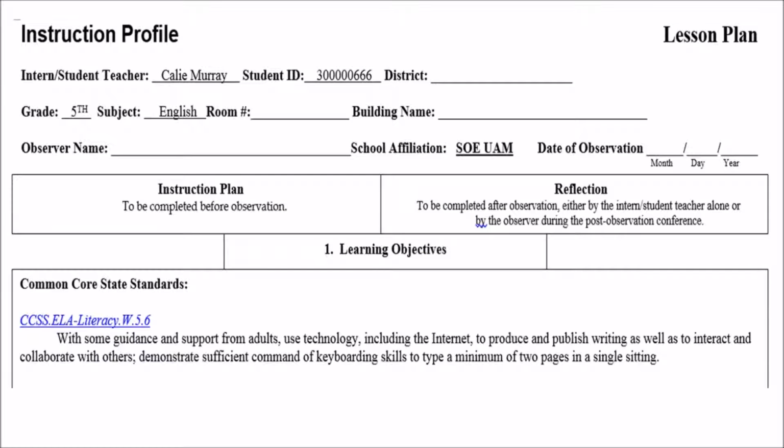Section 1, Learning Objectives. My learning objective is Common Core Standard W.5.6. With some guidance and support from adults, students will use technology, including the internet, to produce and publish writing as well as to interact and collaborate with others. They will also demonstrate sufficient command of keyboarding skills to type a minimum of 2 pages in a single setting.